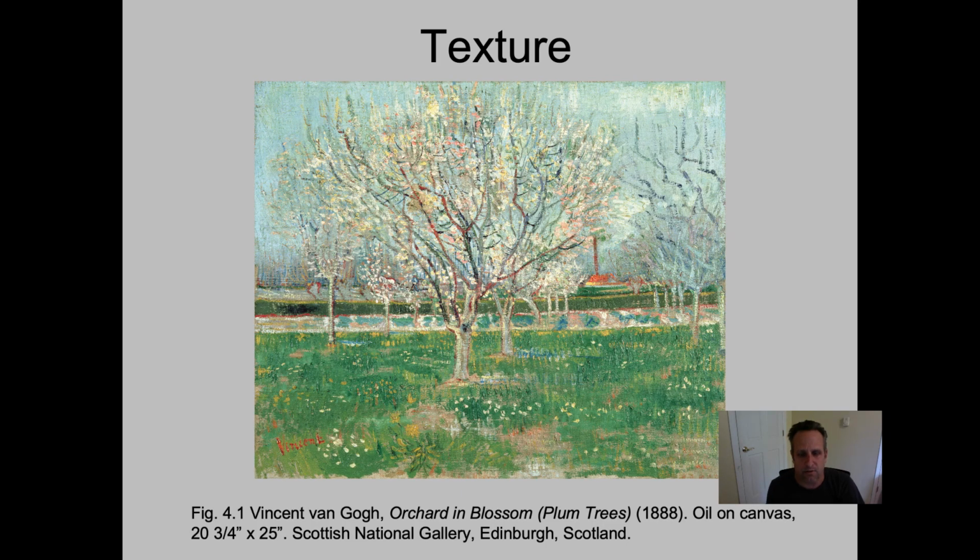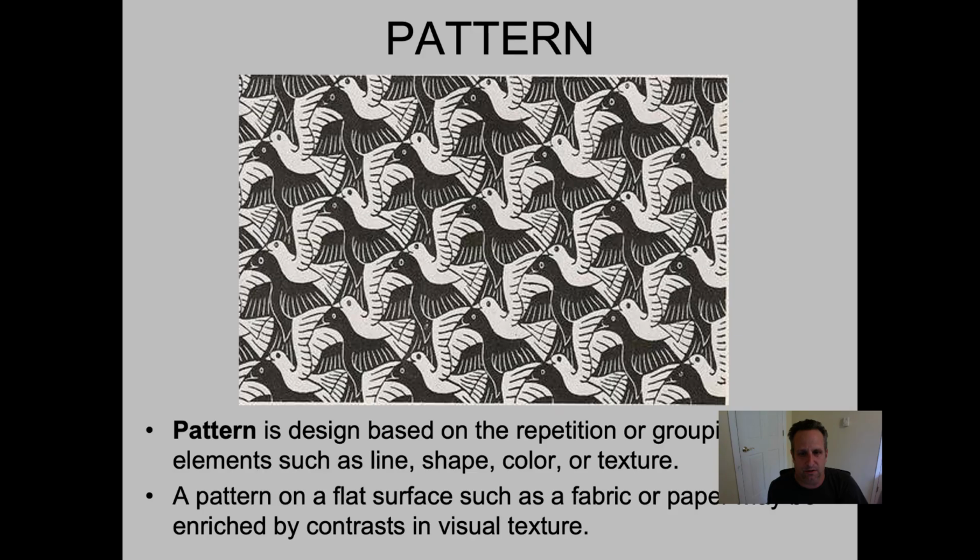Texture. Texture is a great way to create another type of visual interest. We have actual texture that you can feel and touch. Even this painting has actual texture if we wanted to touch it. You don't do that in a museum, but it's the impasto texture from the paint that's creating that surface, and that's what Van Gogh did a lot of. Sculpture would actually have an actual texture as well.